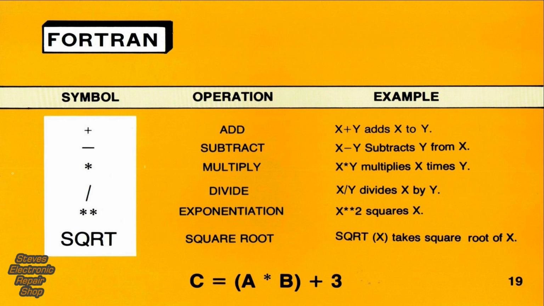Fortran is designed with a mathematician in mind. It accepts algebraic type equations that can range from simple to complex. Here we see a few of the mathematical symbols that are used with Fortran. The operation associated with each symbol is shown in the center, and an example is shown on the right. The Fortran symbols for add, subtract, and divide are symbols we use every day. The symbol for the multiply operation is the asterisk. Notice the symbol for exponentiation. It's two asterisks. The example at the right shows how this expression would be written to square the variable x. As shown, SQRT represents the square root operation. At the bottom we see a typical Fortran statement.